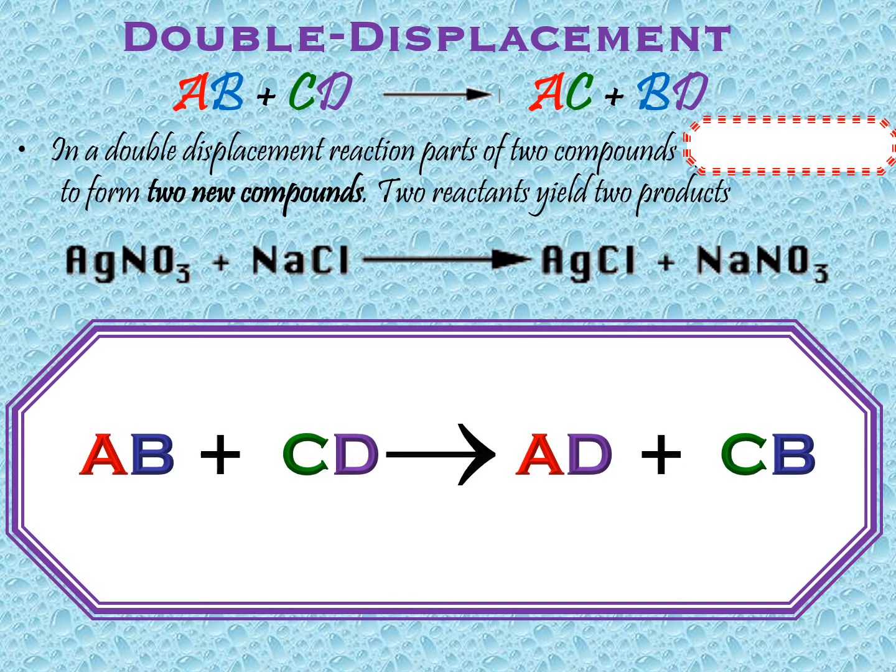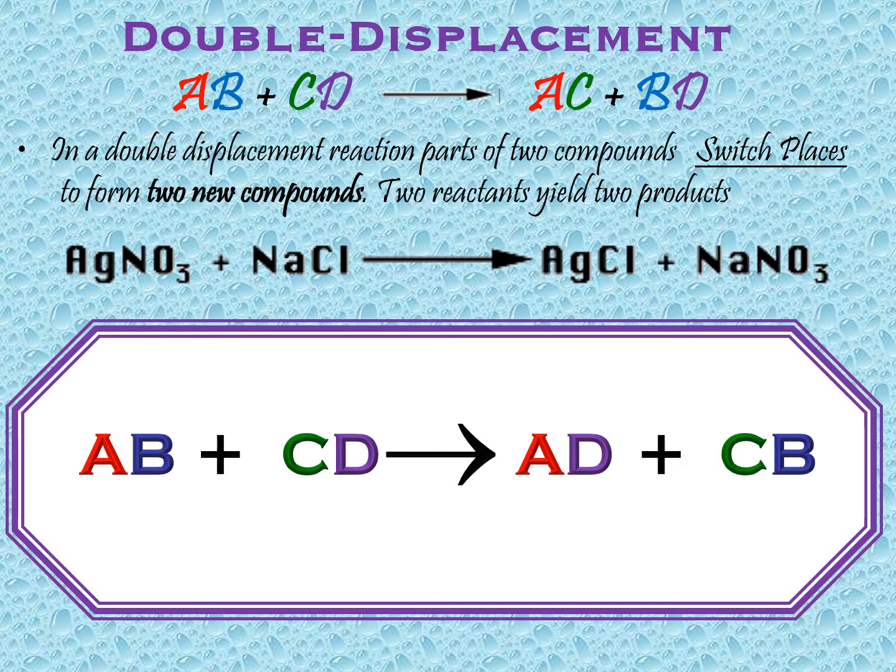Double displacement is the last kind of chemical reaction. Double displacement is also predictable. However, it's a little more complicated because now we're not only concerned with the activity of the cation, we're also concerned with how desirable the anion is. Because in this case, now we're going to have 2 of each, 2 cations and 2 anions. So in a double displacement reaction, the parts of 2 compounds switch places to form 2 new compounds. So these are fairly easy to recognize because you've got 2 compounds going in and 2 compounds coming out.